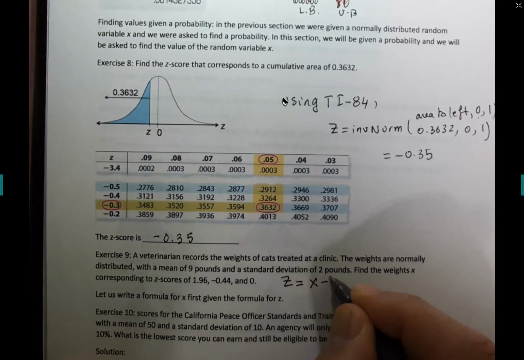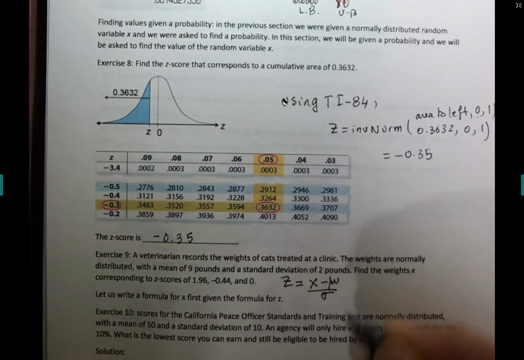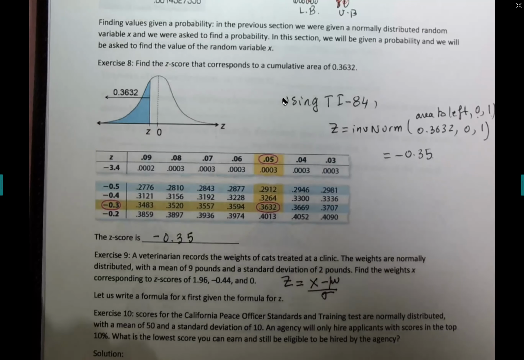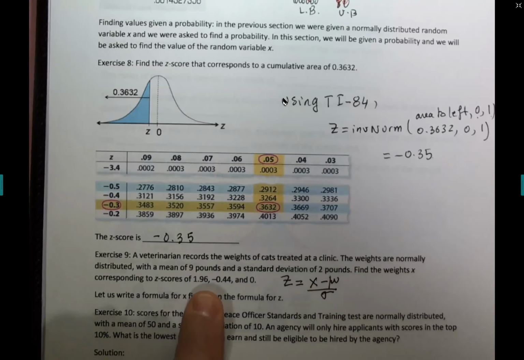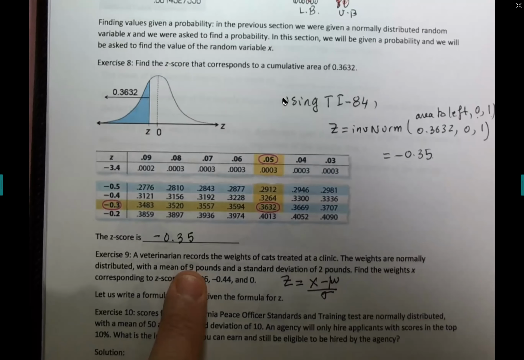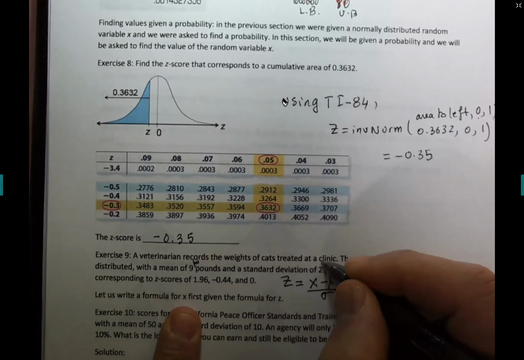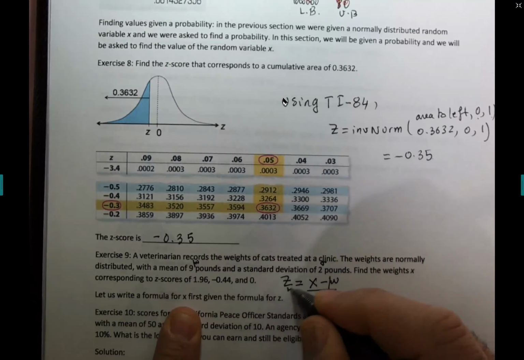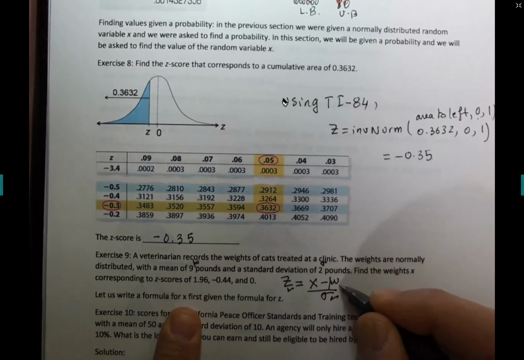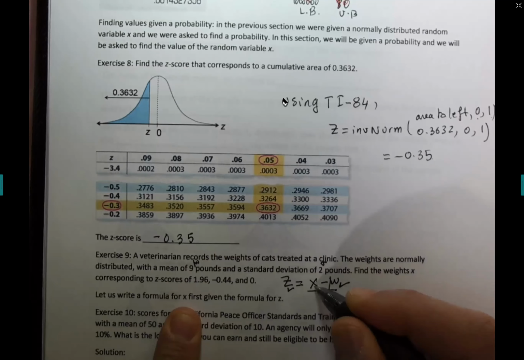X minus mean divided by standard deviation. Okay, he gives us the z-scores, guys. These are z-scores. He gives us the mean to be 9 pounds, and he gives us the standard deviation. So this is given, this is given, this is given. We need to find x.